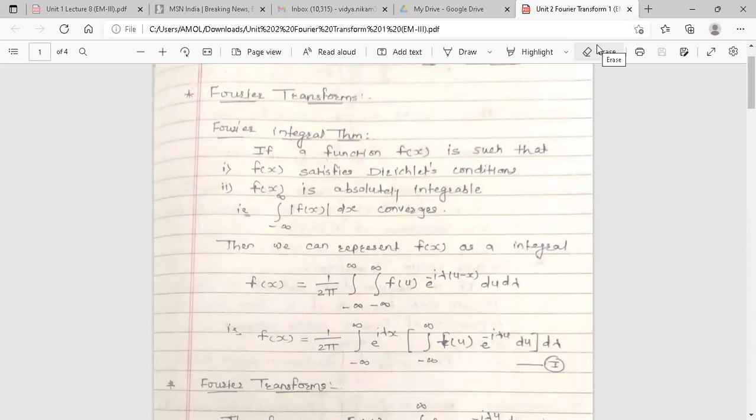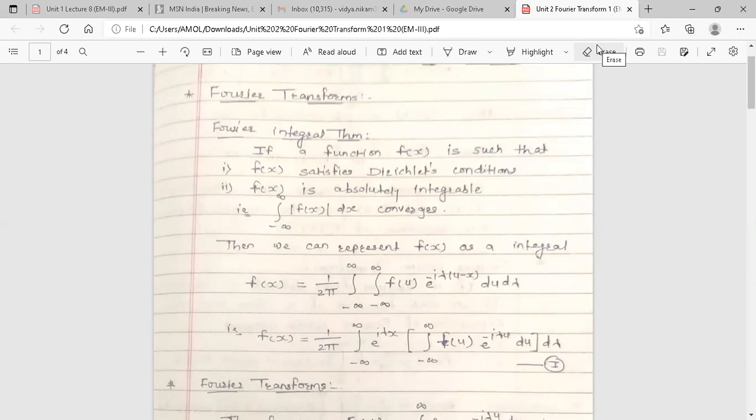Today we are going to start the second unit. The topic is Fourier transform. This concept is from the Fourier integral theorem. See what is the Fourier integral theorem.